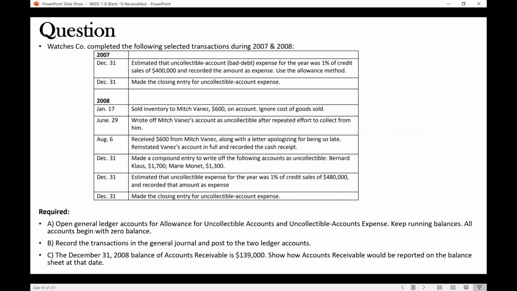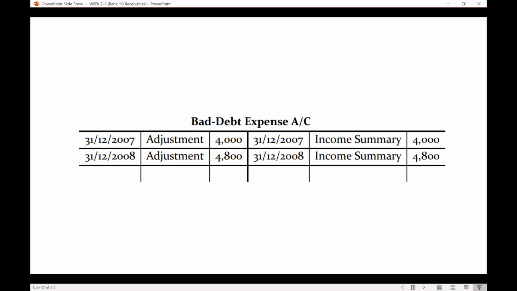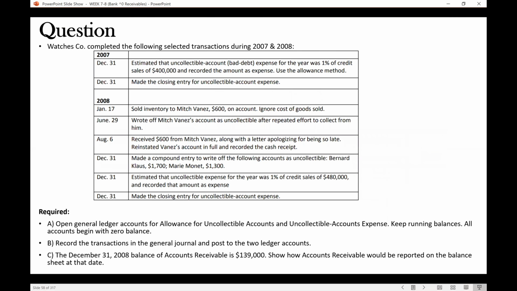Then we're going to make the closing entry for the uncollectible expense. So we're closing the bad debt expense account. How do we close that? Remember how we did it prior. What did we do? We debited the income summary, right? And we credited the bad debt expense. This is what it looks like in our bad debt expense account. So now we would have finished all the transactions here.